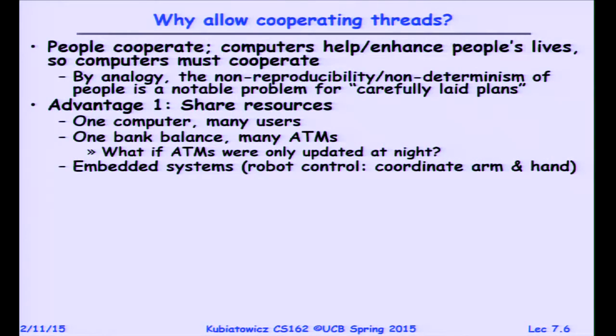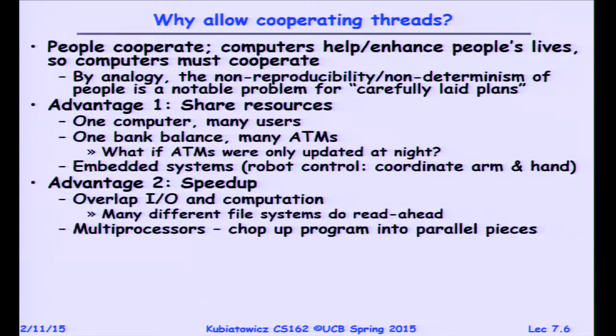So, sharing resources is very useful. One computer, many users. One bank balance, many ATMs. Embedded systems, basically you have a robot controlling all of the pieces together. There are so many uses for shared state that you just basically can't avoid it, okay? It's basically just a pipe dream to think you could.